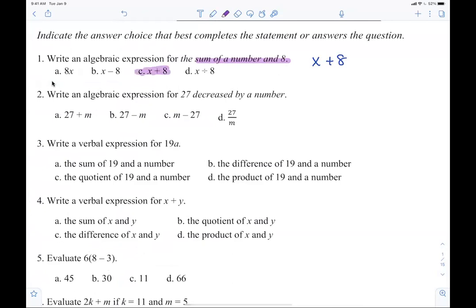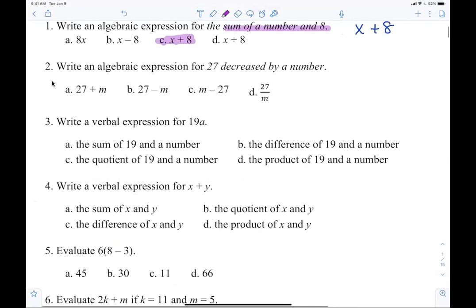C. But again, I don't care about the letter. I care that you wrote down x plus 8. That's what we're working on. All right, what? I don't know what you mean, write it on here. On the paper, that's what you're doing. Everything's going on the paper right now.